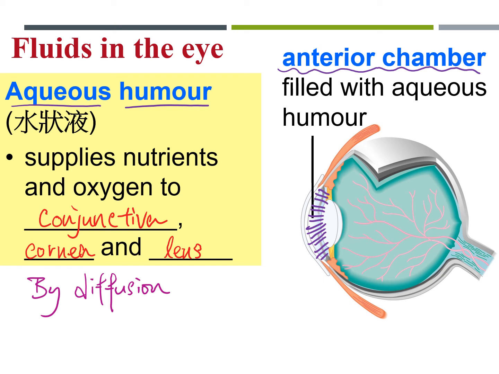Why should the aqueous humor use diffusion to supply oxygen and nutrients to these structures? Because the conjunctiva, cornea, and lens are colorless. They are not in close contact with blood vessels. Therefore, if they have to be transparent, without any blood vessels and without any color, they have to obtain their nutrients and oxygen from the colorless fluid. That is the aqueous humor, by diffusion.